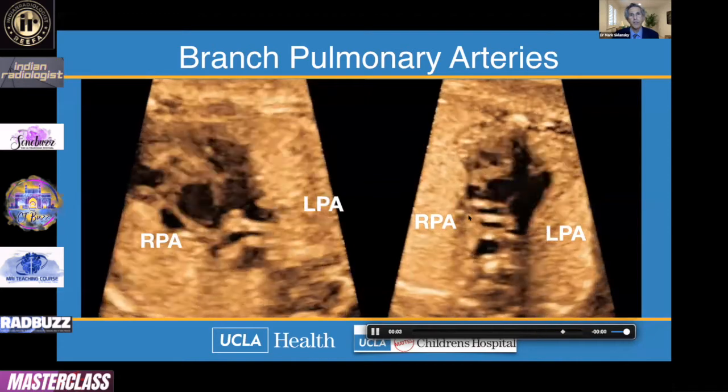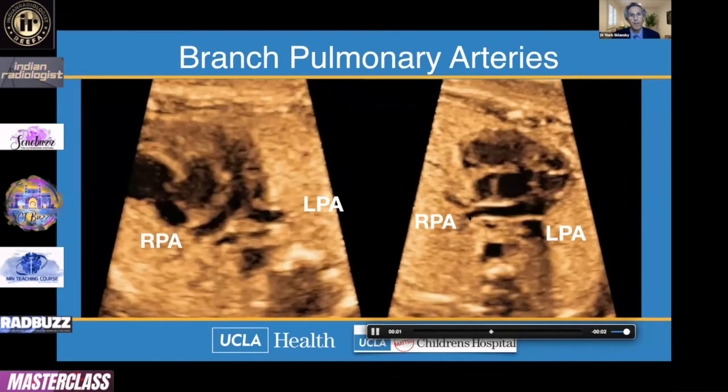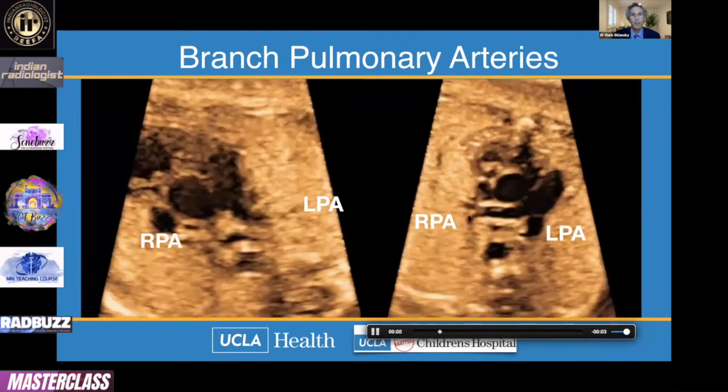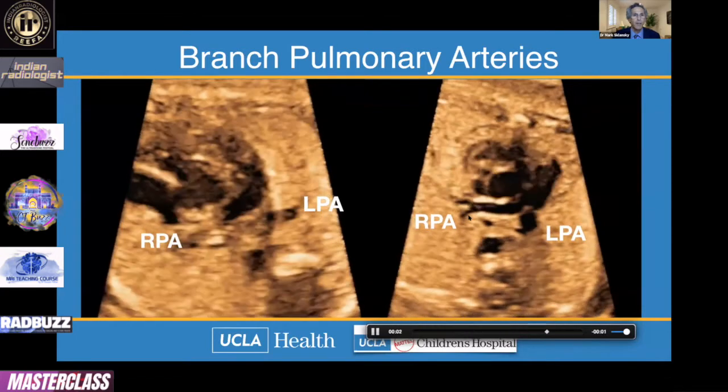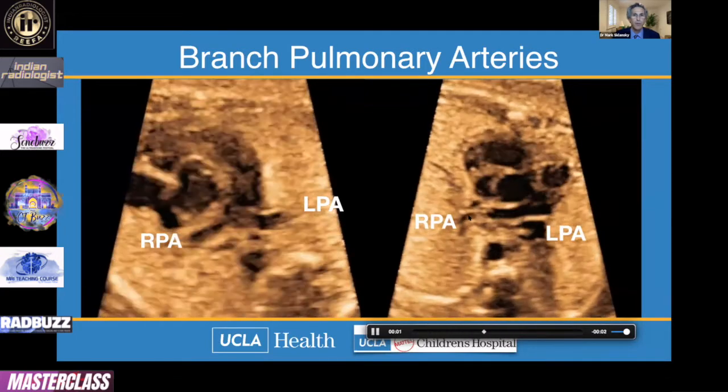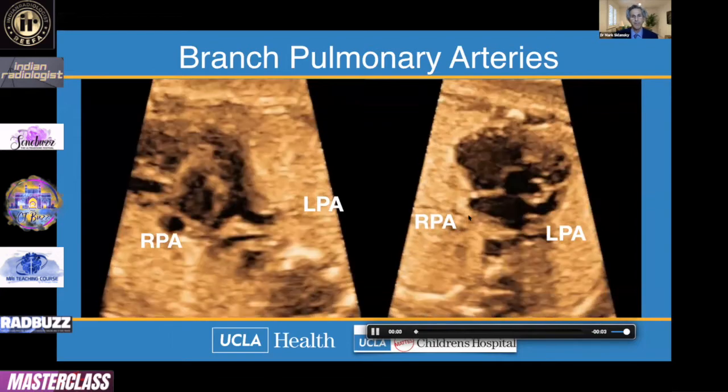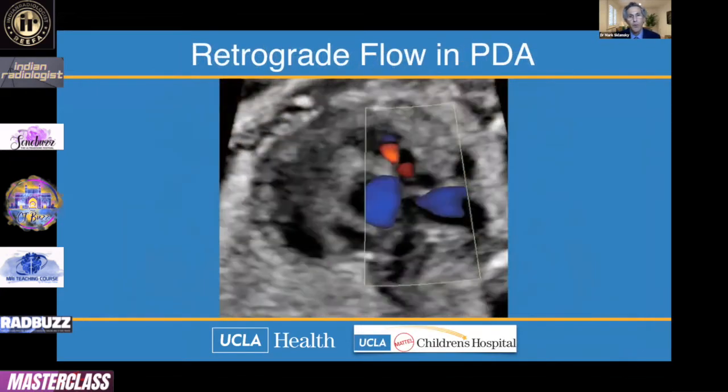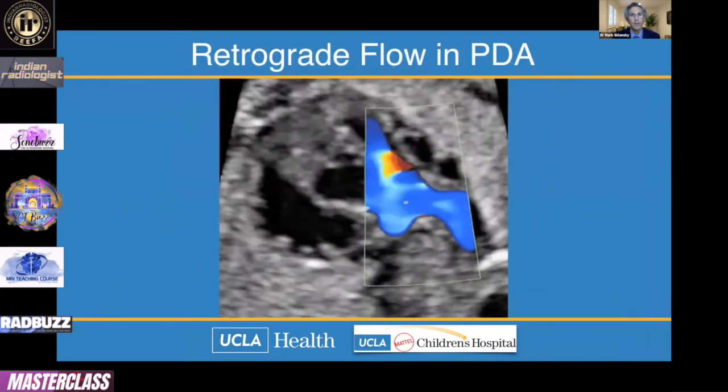Sometimes with tetralogy, the right pulmonary artery may not be confluent with the main and the left, and it may come off the aorta, it may come somewhere else. Very important to identify them. It's also important to see what is the direction of flow in the ductus.